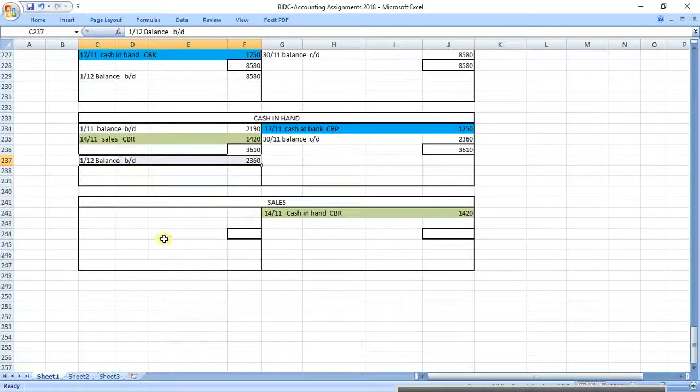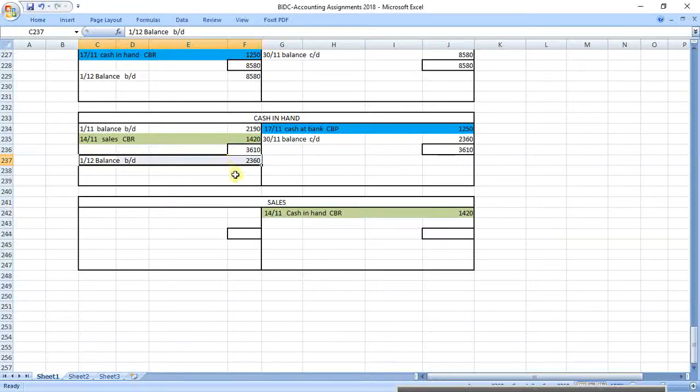Right, that's a nice one. Balance brought down on the debit side. Balance brought down on the debit side, definitely, because it's still an asset. Cash in hand is still cash in hand. Yeah, so carry down 2360, good. Bring down 2360. Perfect, yeah, that's right.